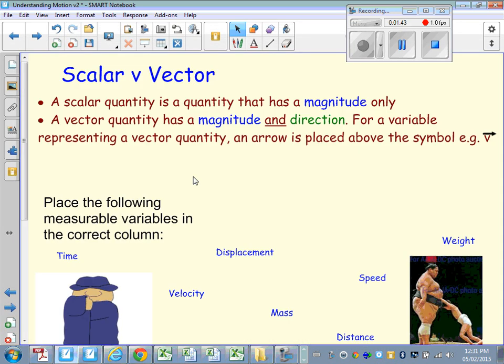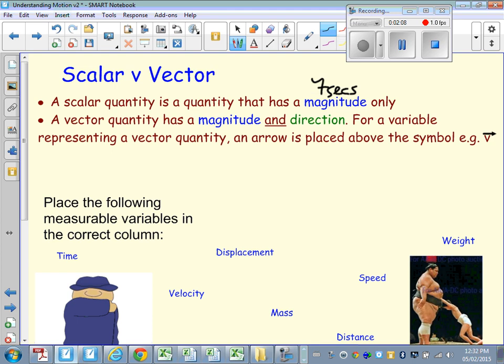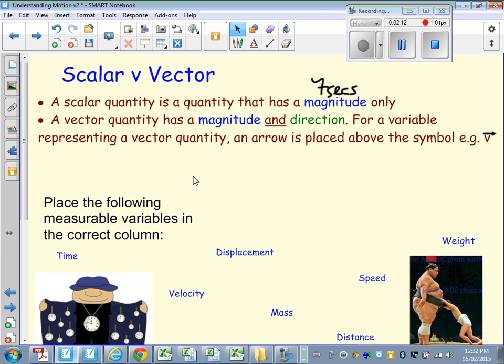So as an introduction, there's two things I want to talk about. There's scalar versus vector. There are two different ways of talking about values. A scalar quantity is a quantity that has a magnitude only. So that means only numbers. So a scalar quantity will have a number. A scalar quantity we might talk about is 7 seconds. We just have the number and the unit.